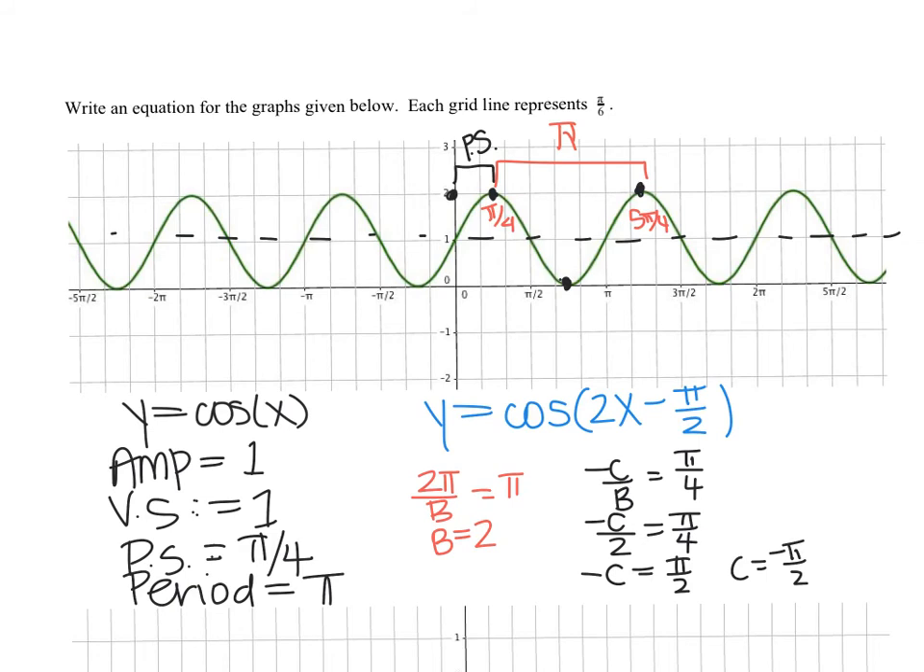I'm going to close that out, and at the end, I put the vertical shift, which is a positive 1. So we're going to have a plus 1. And if I were to graph this function in Desmos, making sure that each grid line represents pi over 6, my equation would match that graph.